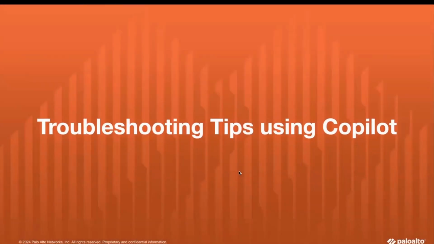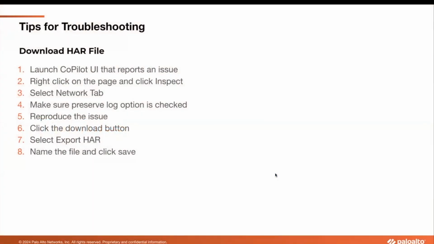Now, I also wanted to talk about the troubleshooting tips with Copilot. It's pretty simple. Whenever you want to troubleshoot a particular issue on the Copilot UI, you just have to launch the Copilot UI that reports an issue. You need to right click on the page and click inspect, select network tab, make sure preserve log option is checked, reproduce the issue, click the download button and select export HAR. Once you export it, you will have the HAR file for troubleshooting purposes.